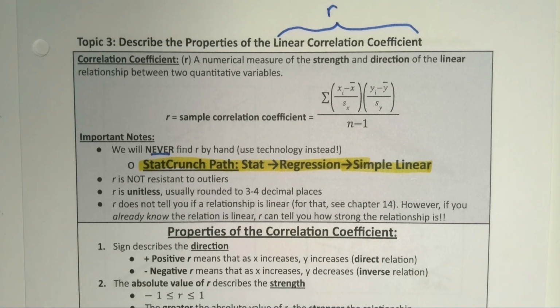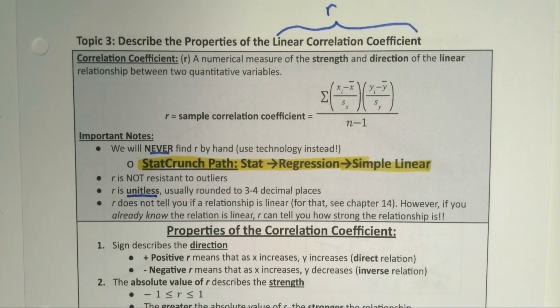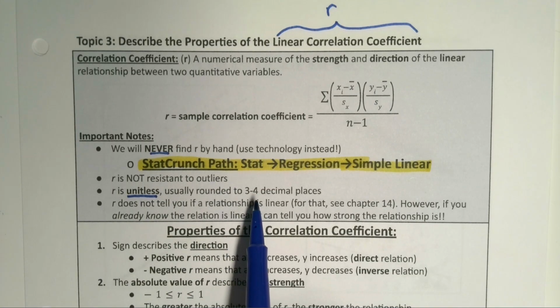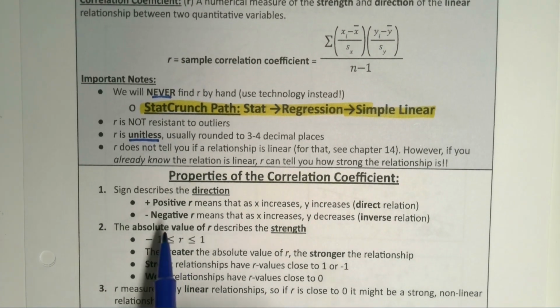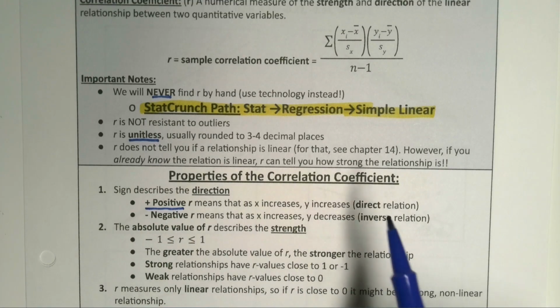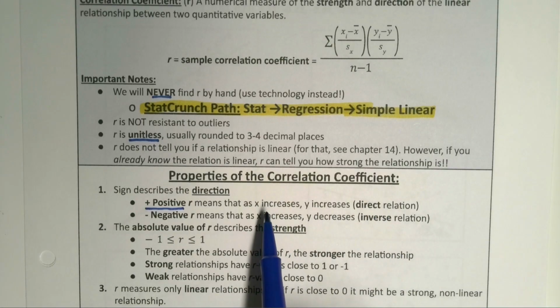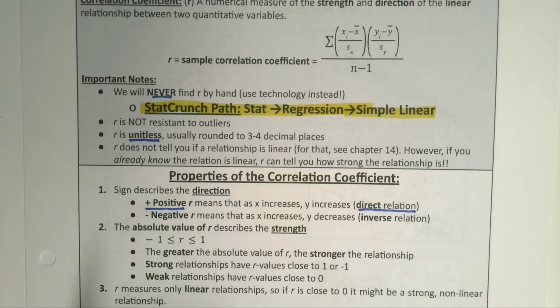But what does this number tell us? Okay, so first of all, the number is unitless, just like z-scores. It doesn't have any units, no inches, no feet, no nothing. We usually round it to 3 to 4 decimal places. And the number can tell us the direction, because the direction can be positive or negative, right? If it's a positive number, then that would mean you have positive slope, and it means that there's a direct relationship. As x increases, y increases, right? That is a direct relation.